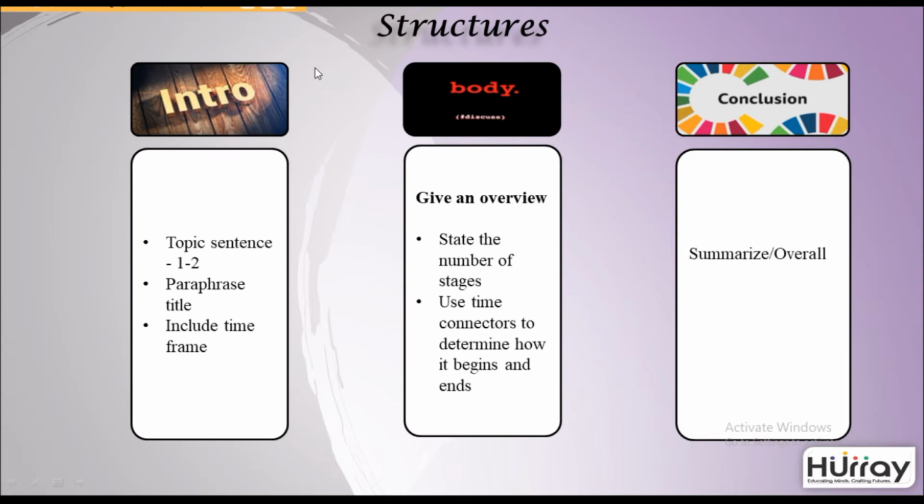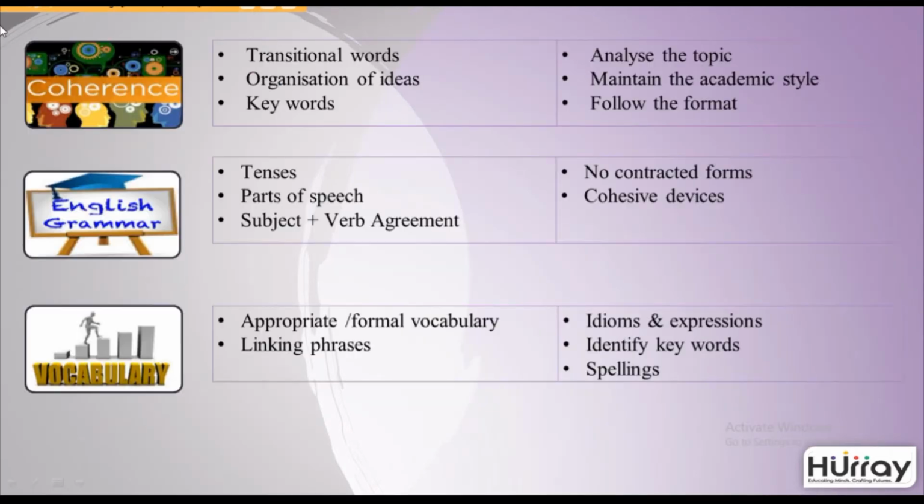Following this, you can mention your closing paragraph, which is your conclusion. Here you must summarize the features again and mention the word overall. Overall, what has been your observation about a particular image?